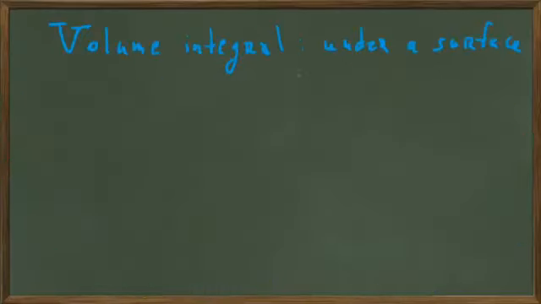In this next example, we're going to look at how to find a volume integral. In this case, it'll be the volume under a surface. So the function that we are working with is this function, z equals f of xy equals 1 minus x squared minus y squared. This is a relatively easy function to graph in 3D, so let's do that.